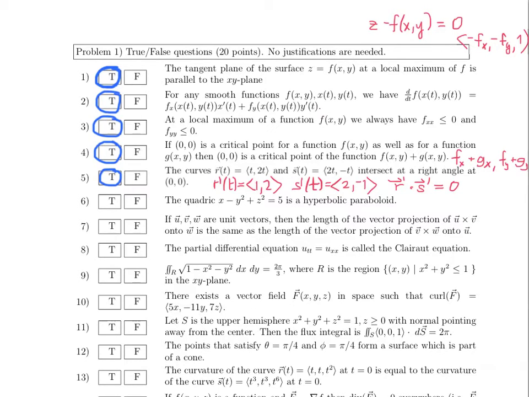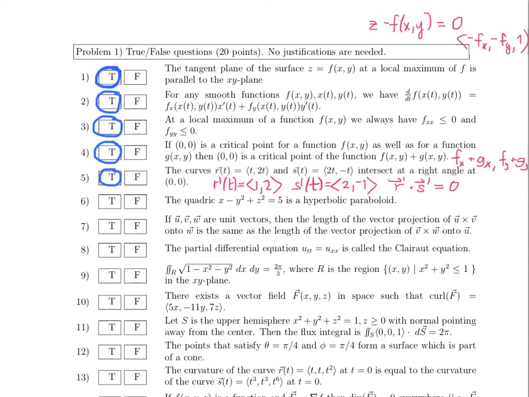Number 5, the quadric x minus y squared plus z squared equals 5 is a hyperbolic paraboloid. Now, perhaps you have reviewed your quadric surfaces and you know that one linear term and two squared terms will give you a hyperbolic paraboloid with a sign change on one of the squared terms.